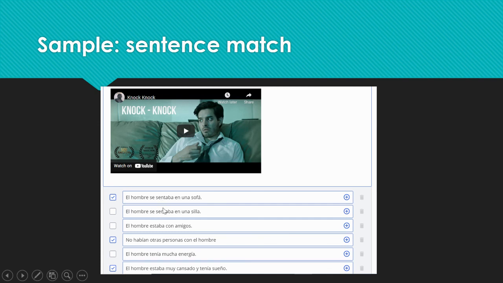I find when doing sentence match that if you have items that are very close to one another, it really makes students read each one instead of just scanning through and looking for words they know, just to help identify a little bit better to get to the exact correct answer. And of course, you could give students hints. Perhaps there's 10 sentences and 6 of them are correct. So they can work their way backwards to possibly finding the correct answers. So again, this video is called Knock Knock, also linked here at the end.